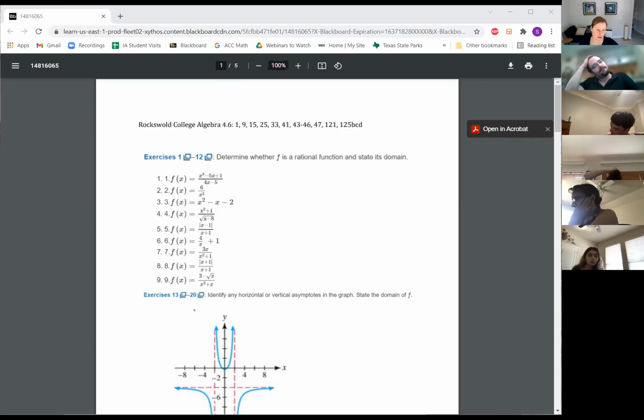Kathleen is next. Kathleen, can you do number 9? It's not a rational function. Okay, because of the square root. Good. And then can you state the domain? So I wasn't sure about the domain. Well, let's look at things that x cannot be. That usually helps. So what are some things that we can't do?